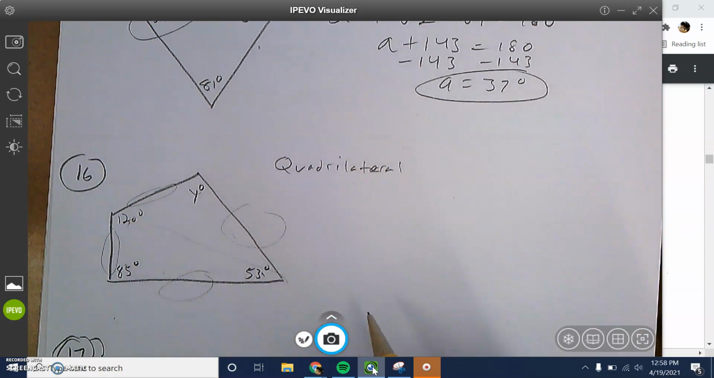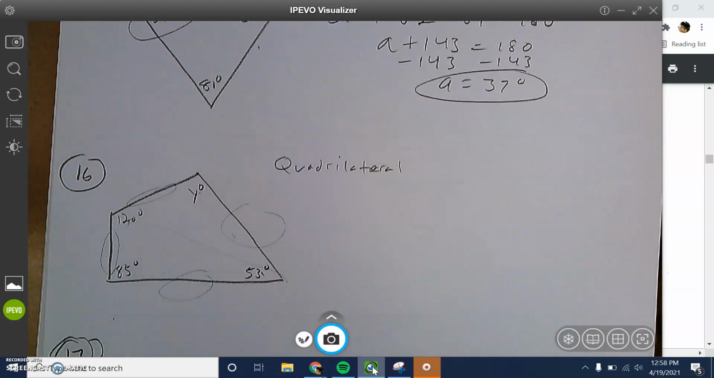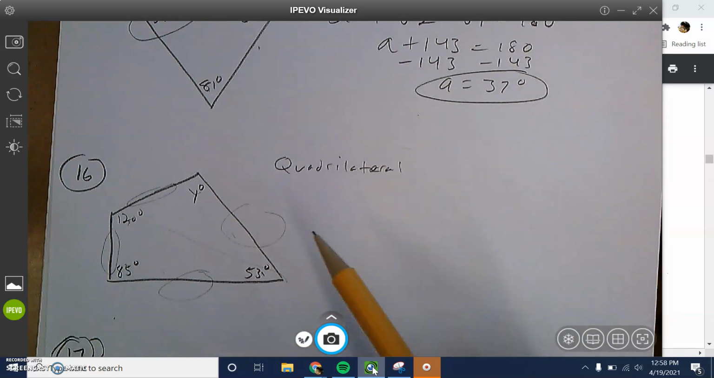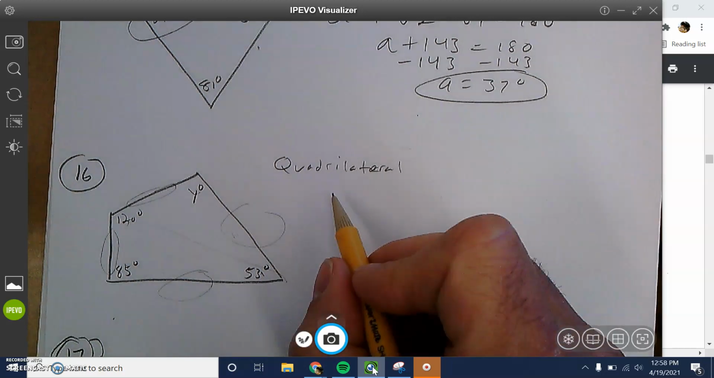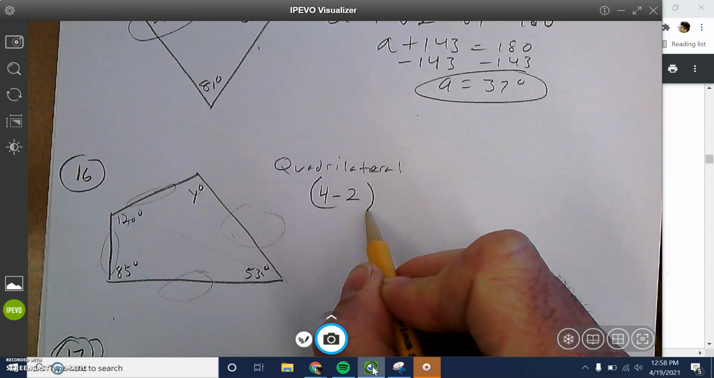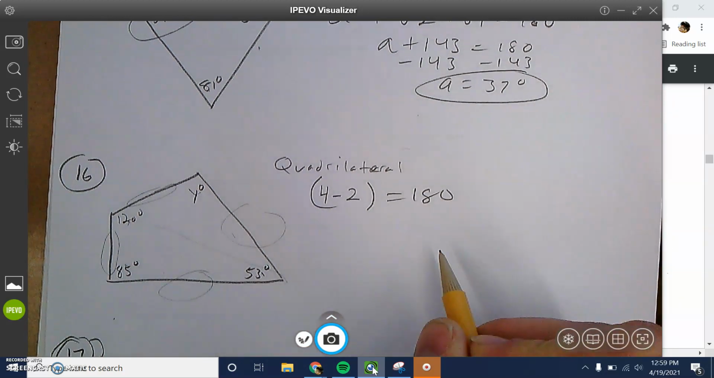quadrilateral. The popular ones are like a square or a rectangle, but this is a quadrilateral too. So they don't all look like squares and rectangles or rhombuses or parallelograms. Sometimes they look like this, and that's okay. So quadrilateral, how many sides? Yeah, 4 sides.